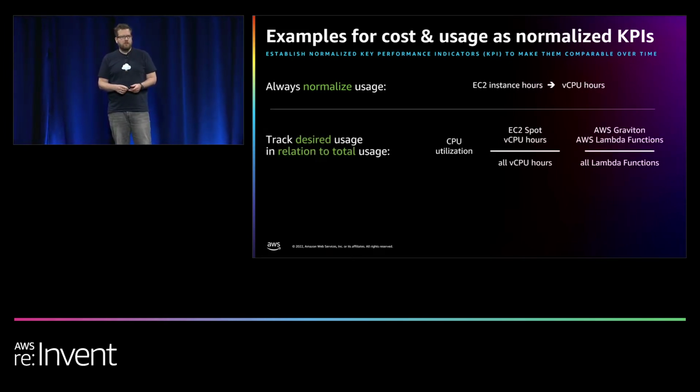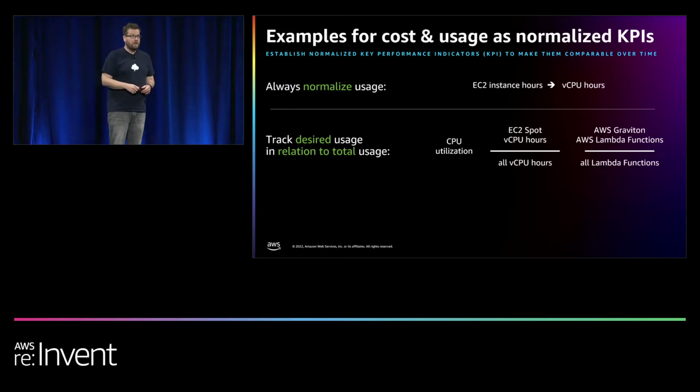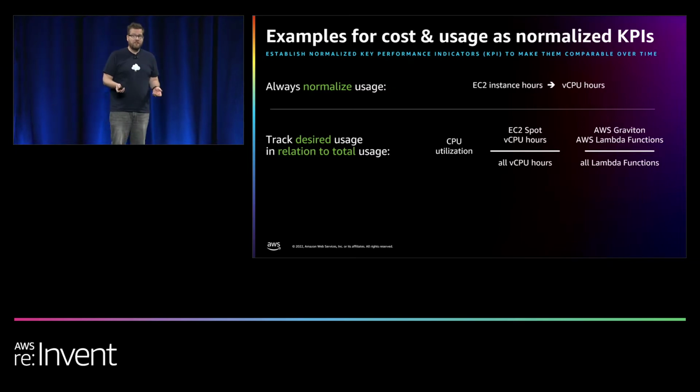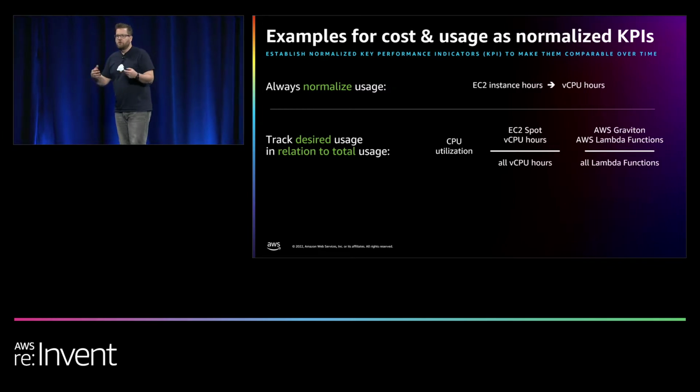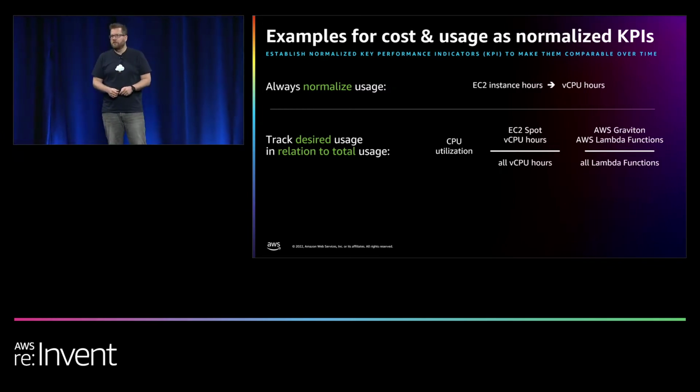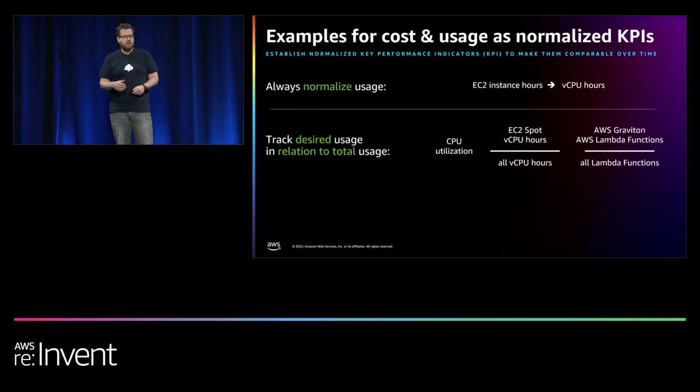Then, to be suitable as a KPI to track, you need to calculate the ratio of the desired usage with the total usage in the denominator. And that's already the definition of CPU utilization. But if your goals are, for example, the spot adoption, that would be then the spot vCPU hours divided by all vCPU hours. Or if your goal is Graviton adoption, that could be the count of Graviton Lambda functions divided by all Lambda functions you have.